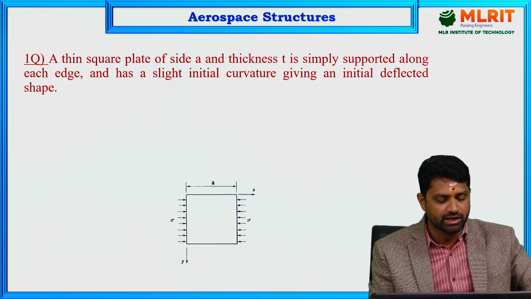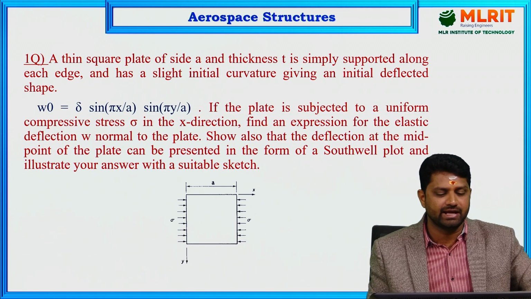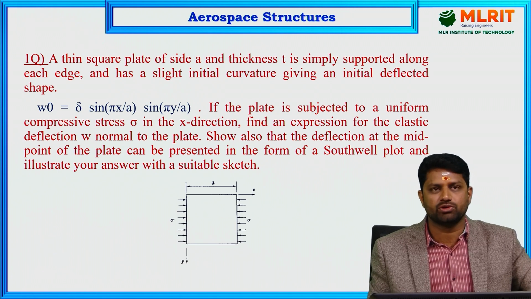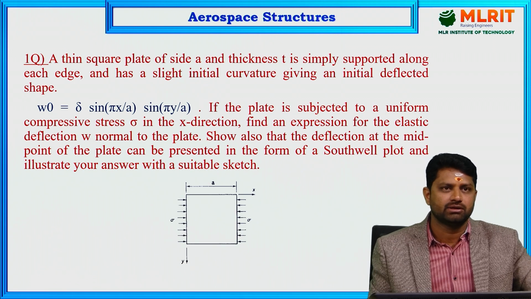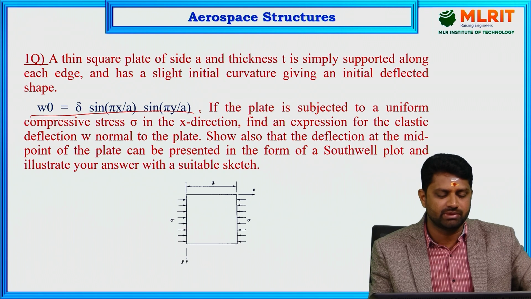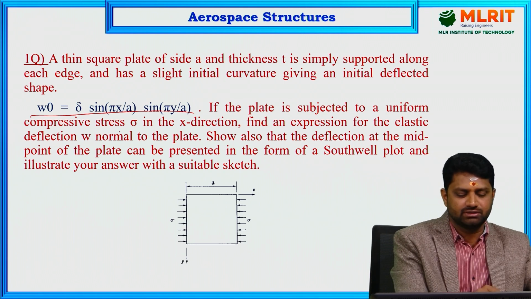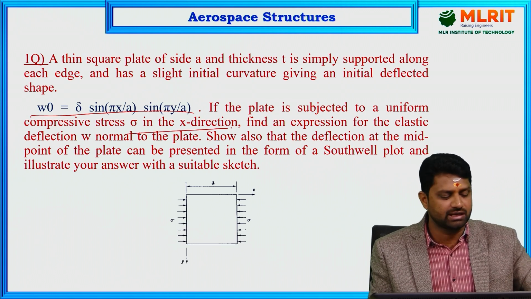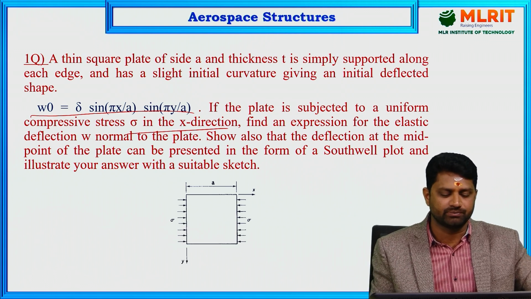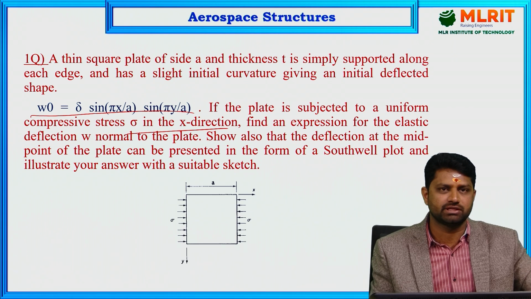So let us take an example problem. A thin square plate of side A and thickness T is simply supported along each edge and has a slight initial curvature giving an initial deflected shape, that is W naught equals delta sine pi x by A into sine pi y by A. If the plate is subjected to a uniform compressive stress sigma in the x direction, find an expression for the elastic deflection W normal to the plate, and show also that the deflection at the midpoint of the plate can be presented in the form of a Southwell plot, and illustrate your answer with a suitable sketch.